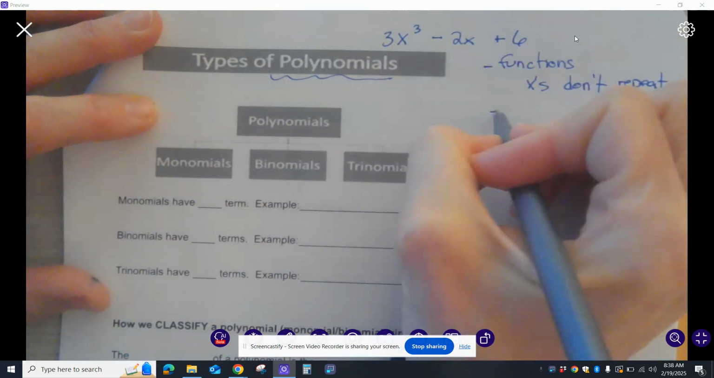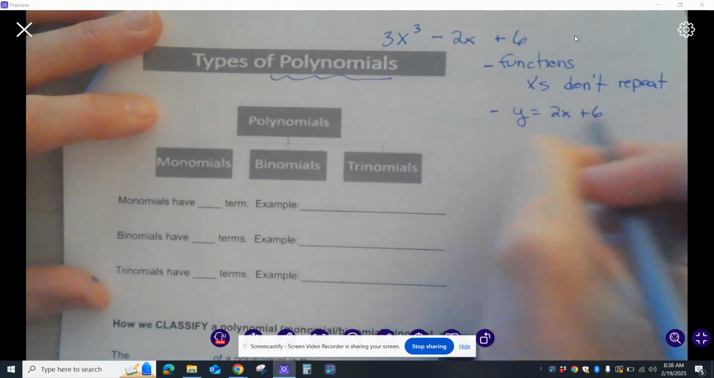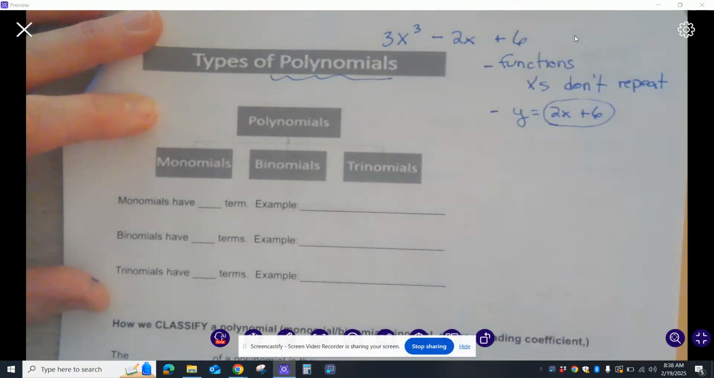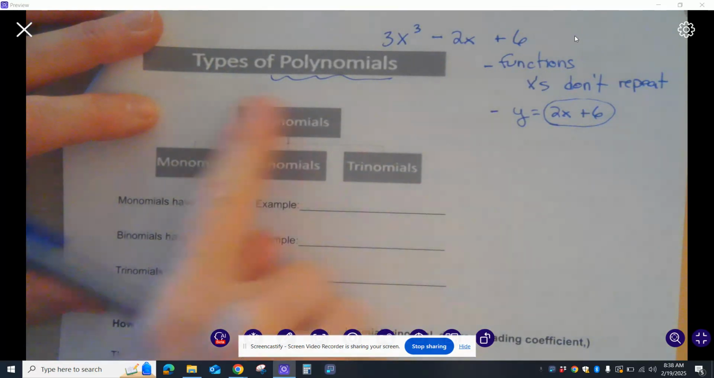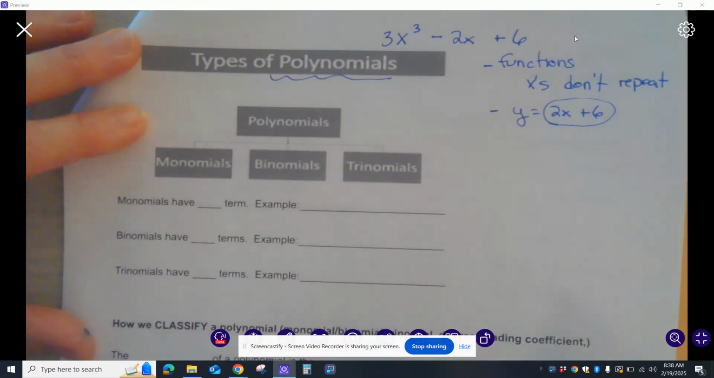In chapter 3 and 4, we did a lot of linear equations. That is also a polynomial. The lines that we've been drawing in chapters 3 and 4 are polynomials. So again, that's just a little extra information on polynomials. Please add that to your notes.